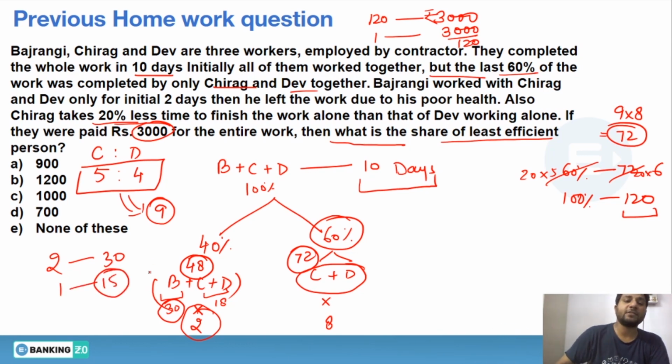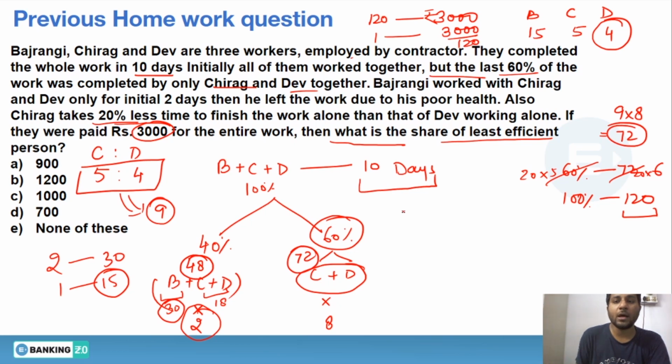So the efficiency always considers 1 day's work. Hence, we have got everyone's efficiency. That means Bajrangi's efficiency is 15, Chirag's efficiency is 5, while Dev's efficiency is 4. Now, as we know that Dev is the least efficient person, and Dev will be there for the whole time, that means for the whole 10 days.